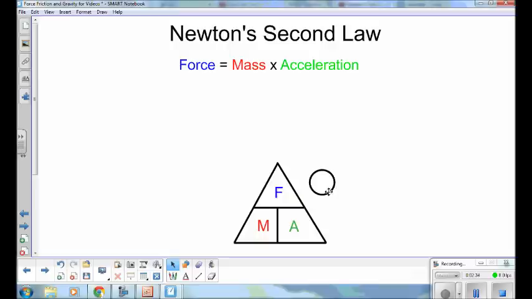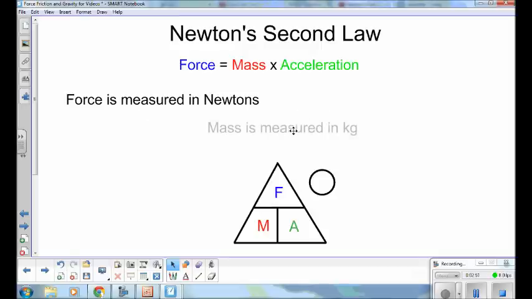Now this is a little bit different than the speed triangle in that there are very specific units that you need to use. In speed, we had lots of different units of measurement, lots of different units of time. With Newton's second law, they're very specific. First of all, force is measured in newtons. The second thing is mass. Mass has to be measured in kilograms.